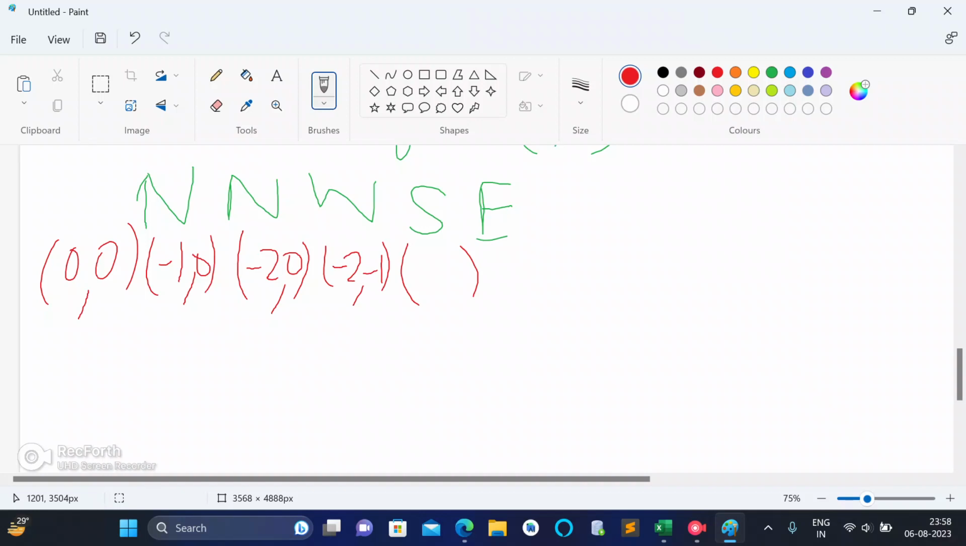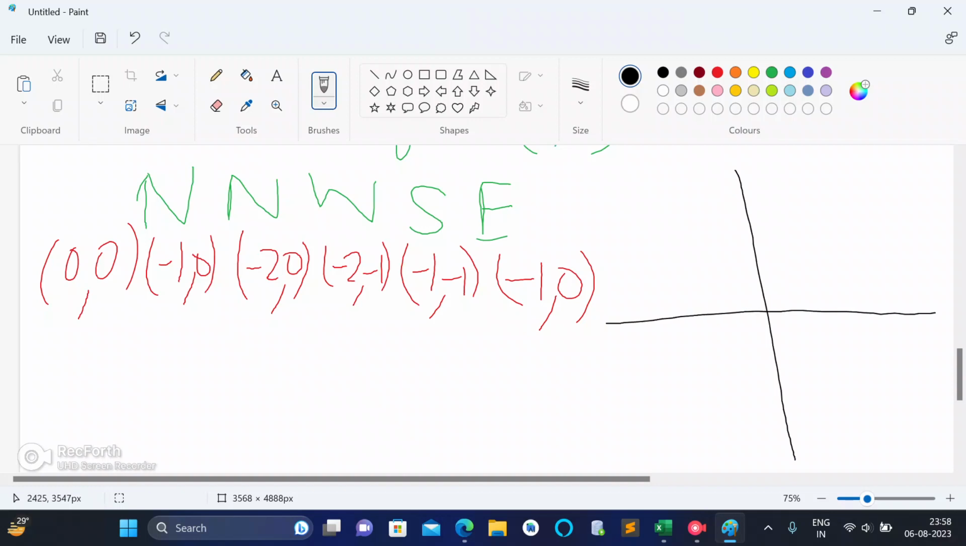Then we are set to move to south. As we are set to move to south, it means our x coordinate increases, therefore our coordinate becomes minus 1 comma minus 1. If we are set to move to east, it means our y coordinate increases, so our coordinate becomes minus 1 comma 0.